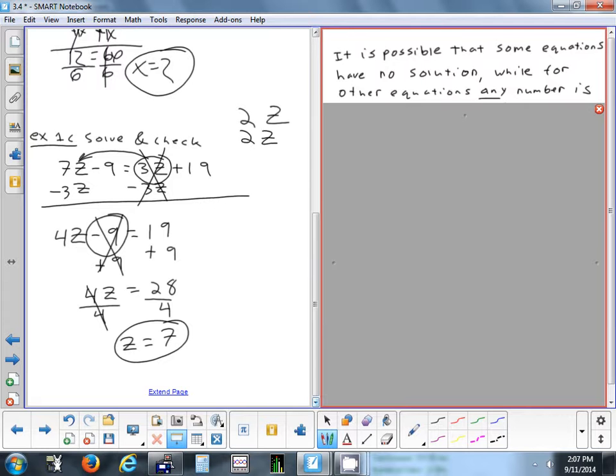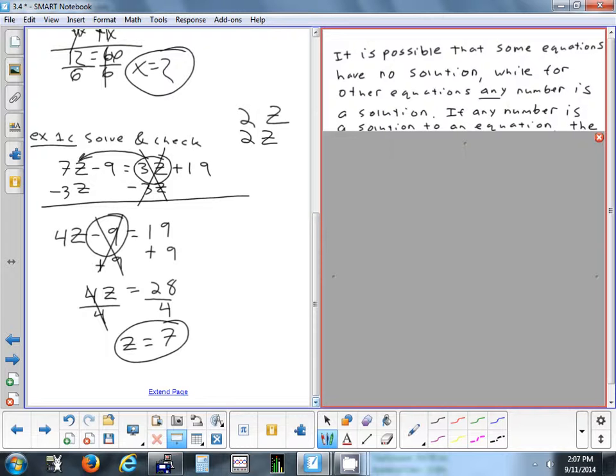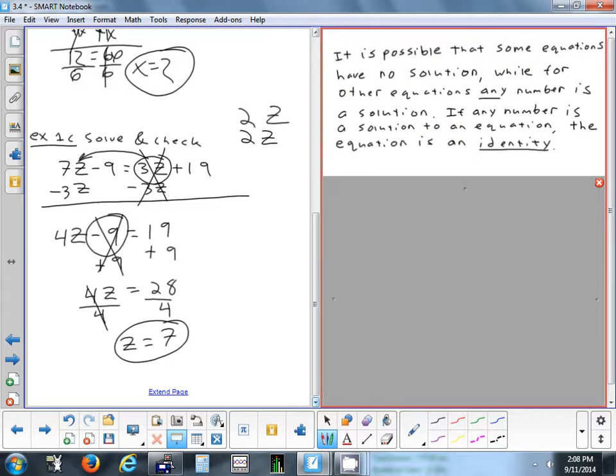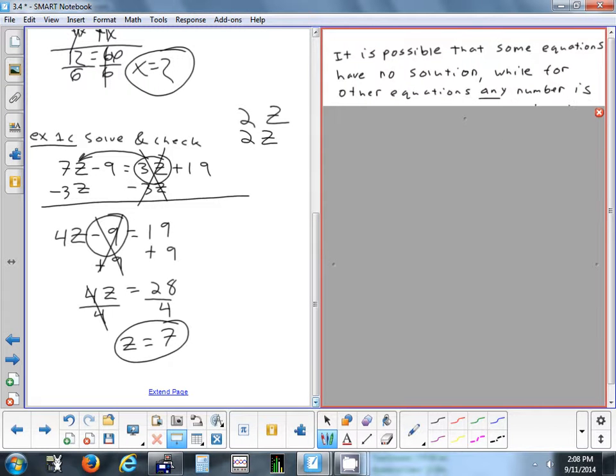Okay, so this just summarizes what I just told you. Sometimes when you solve an equation, there's no solution to it. There's no answer. While some other types of equations, anything is an answer. We're going to look at a couple of each. We'll look at some where you can't solve it, and then some where everything is a solution.